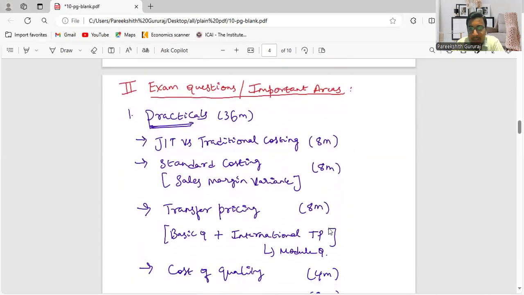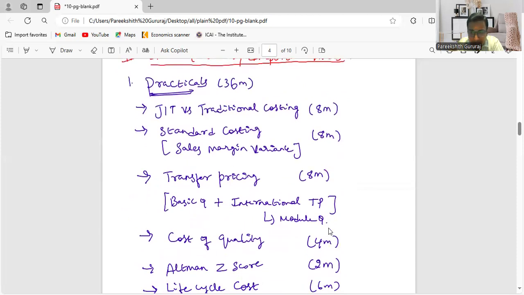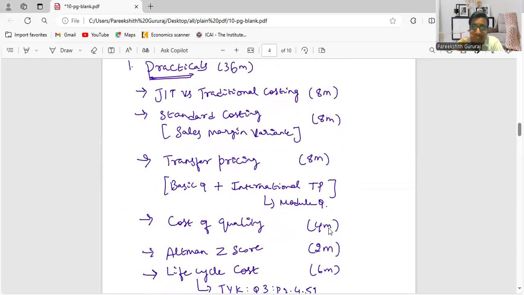The next topic is exam pattern and the important areas to focus on. On the practical front, as I recollect, I've jotted down the questions that were based on the following topics. The first one was on JIT versus traditional costing. As I told, this was a new question.